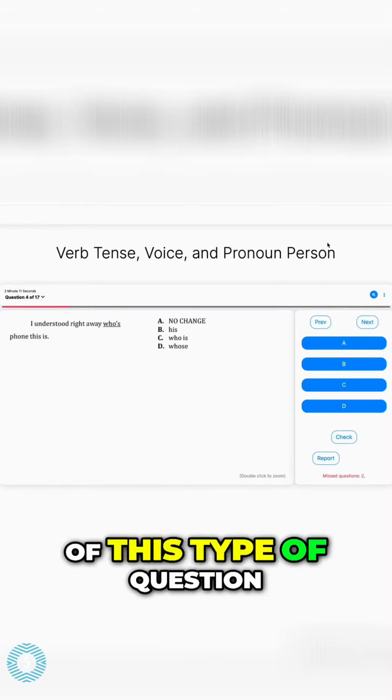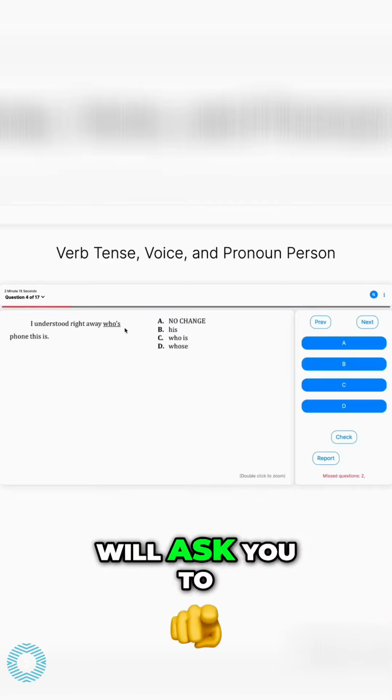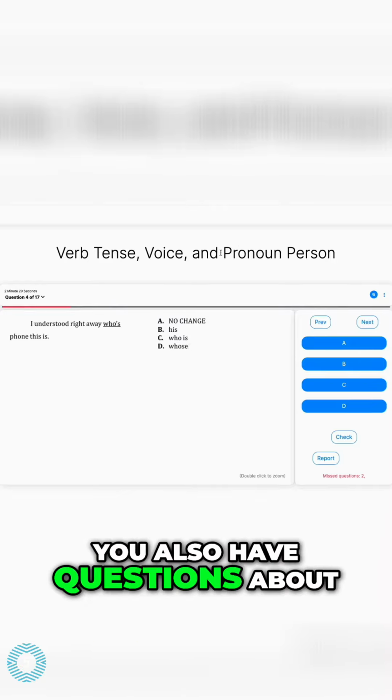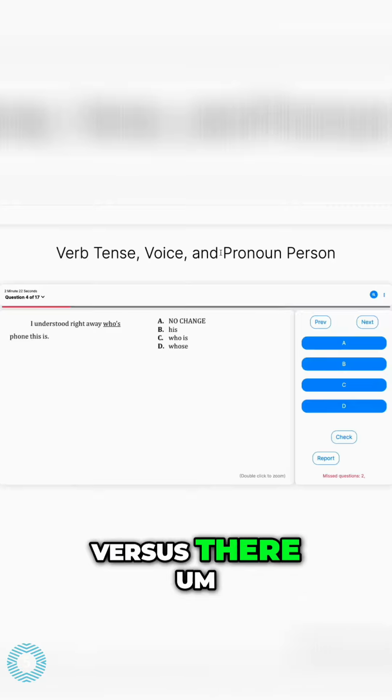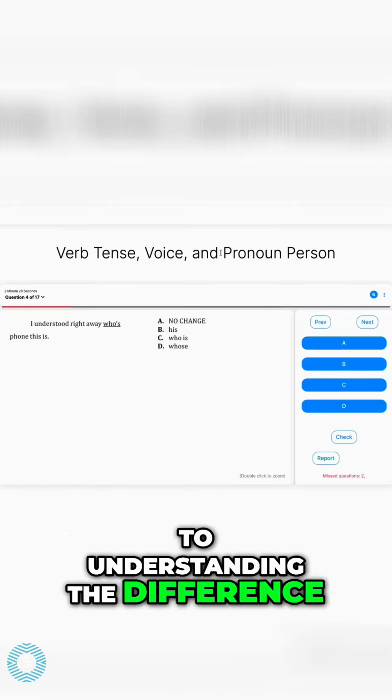This is another example of this type of question. I understood right away whose phone this is. Questions like this will ask you to understand the difference between "who's" and "whose". You also have questions about "there" versus "their" versus "they're". Things like this will fall into this skill. Again, it just comes down to understanding the difference between those words.